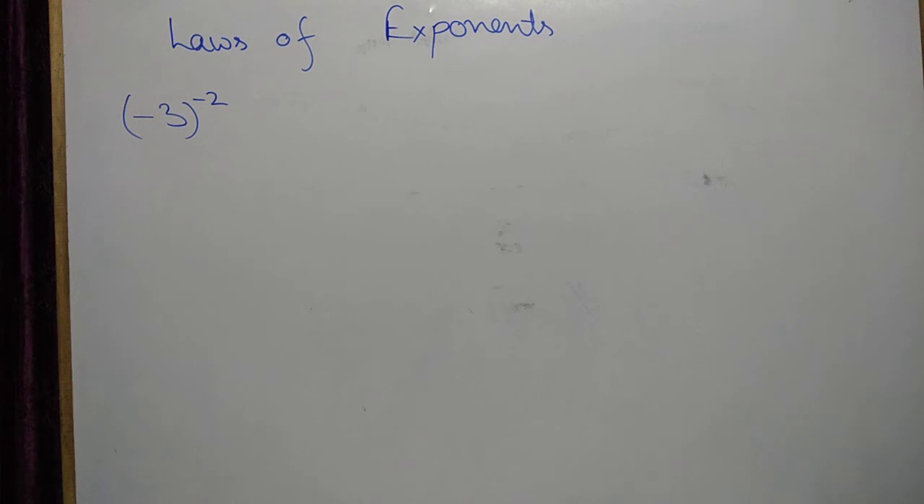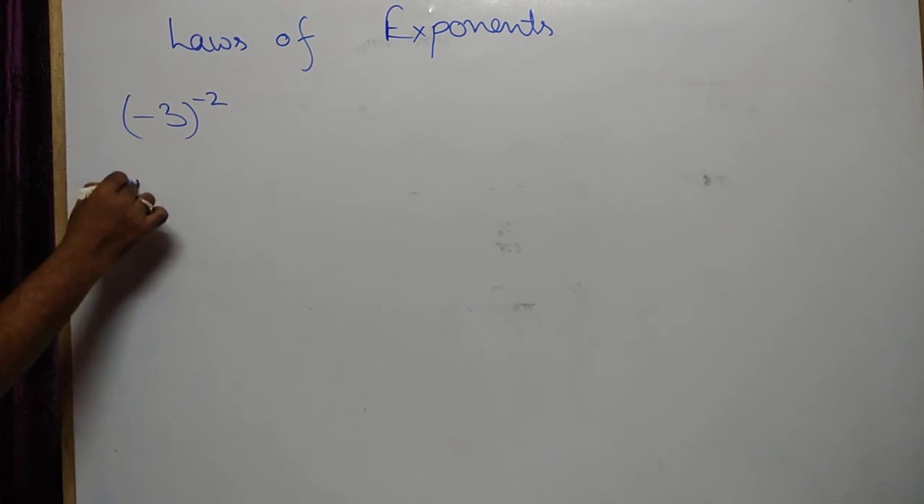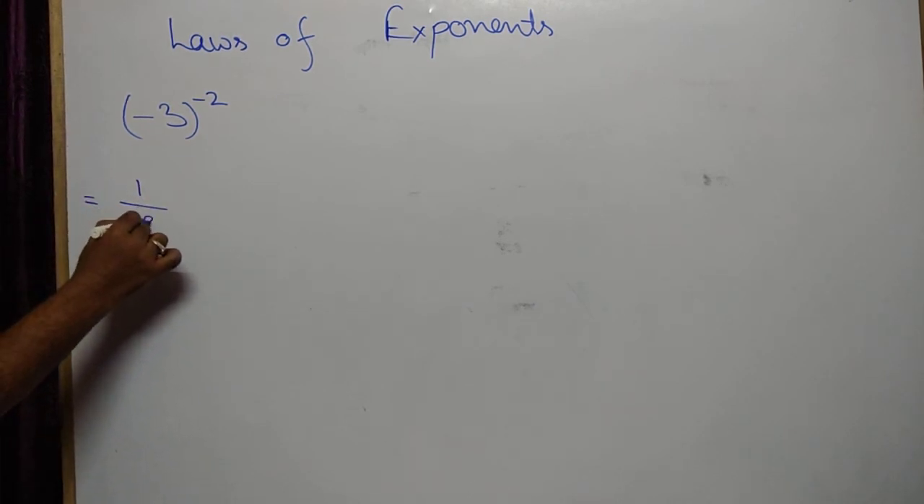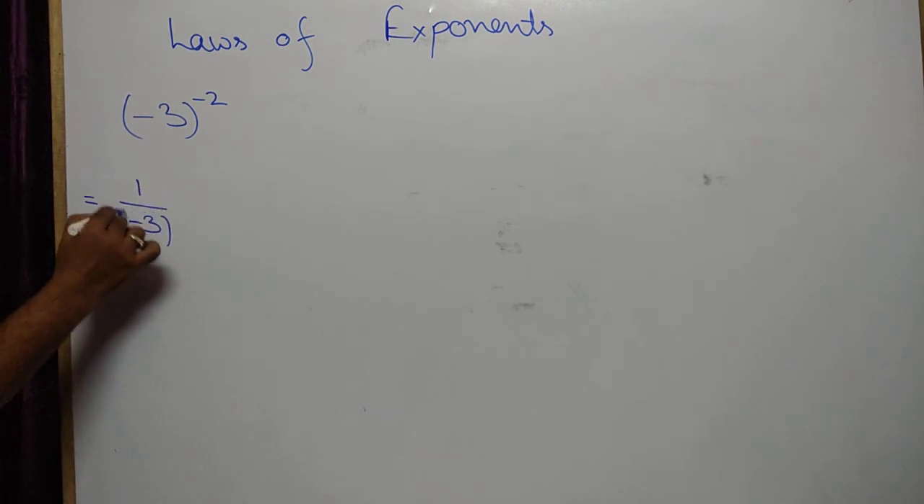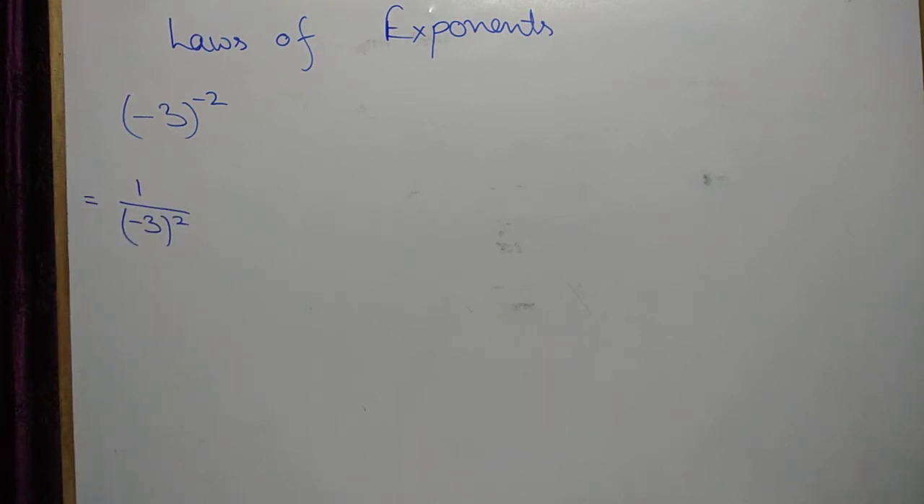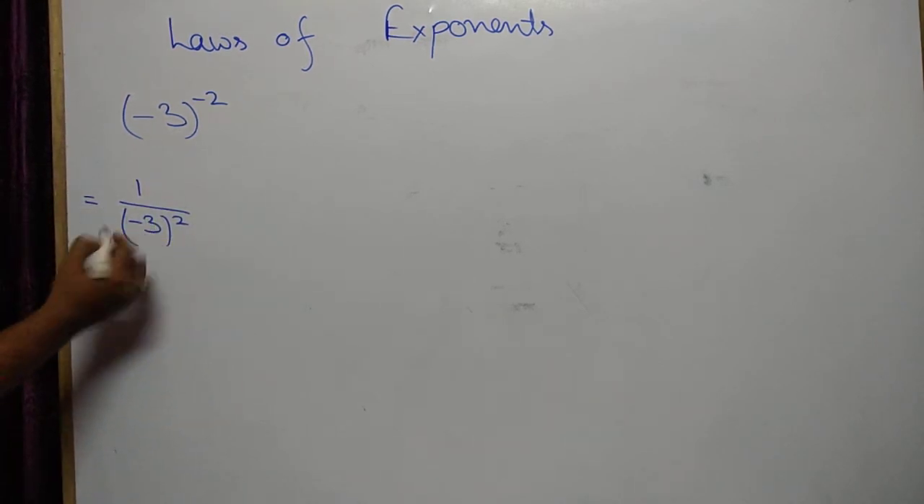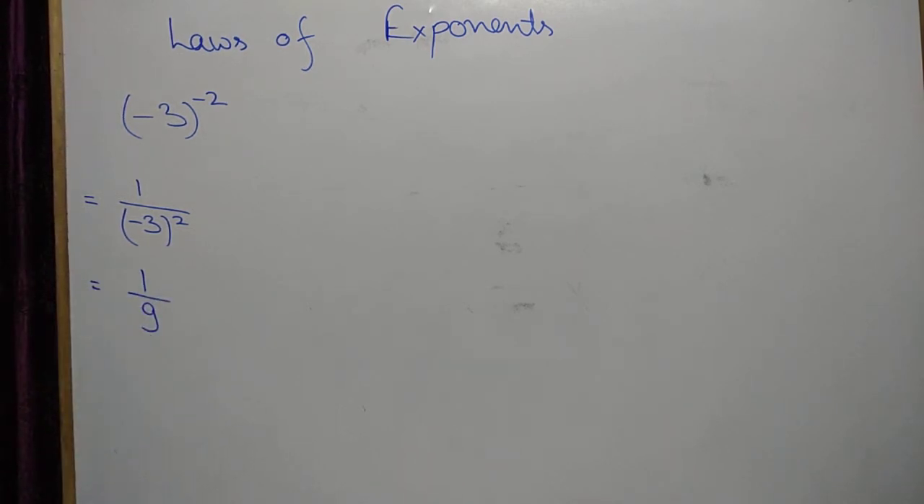Always remember, in this type of question, first we have to change the sign of power. So we can easily change it to 1 upon (minus 3) to the power 2. Now minus 3 into minus 3, it's 1 upon 9. This is one type of question.